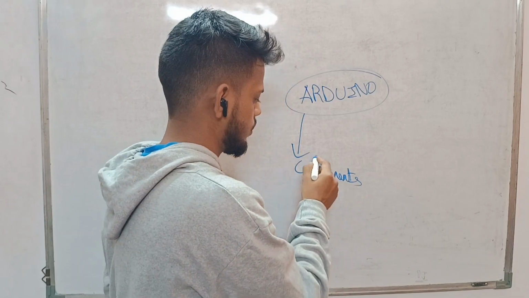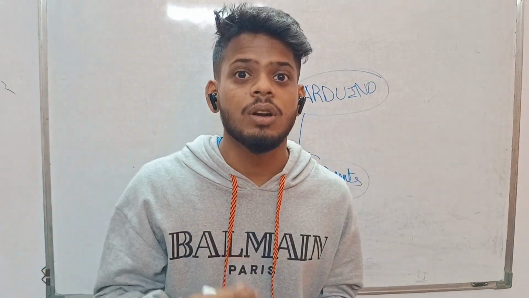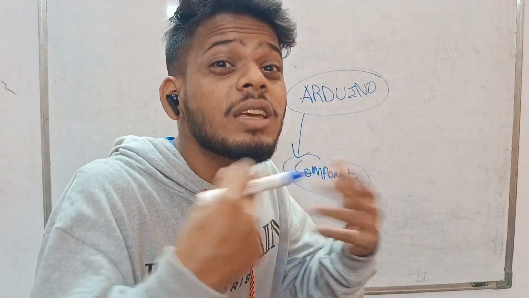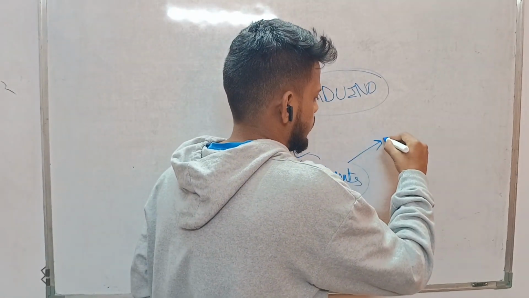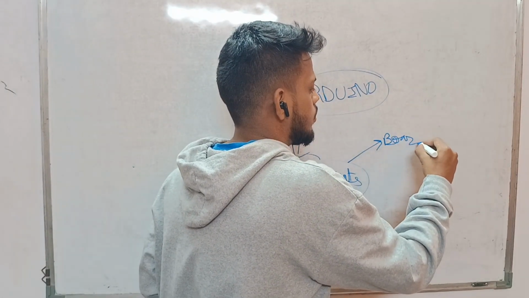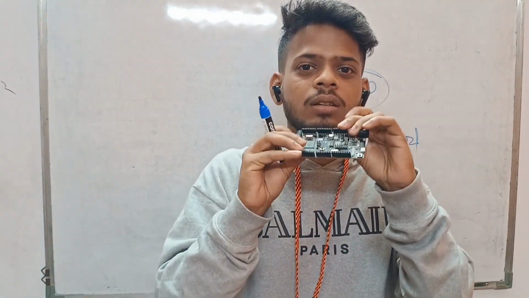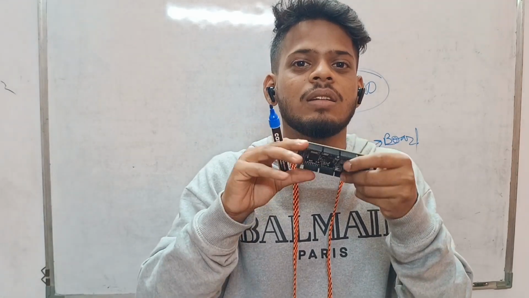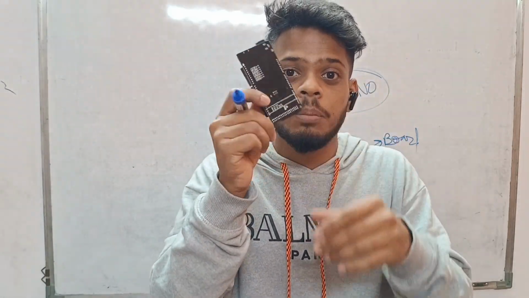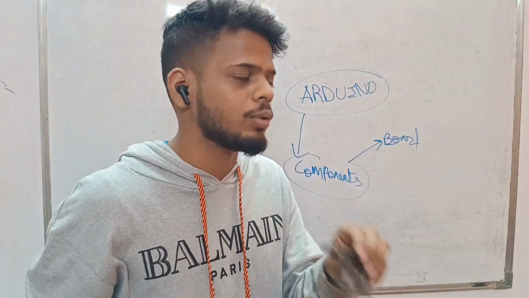Components. So we can divide this into three parts. First is the board. You can see this is sturdy. This can't be broken easily. It can't bend. This is a board, a blackboard.